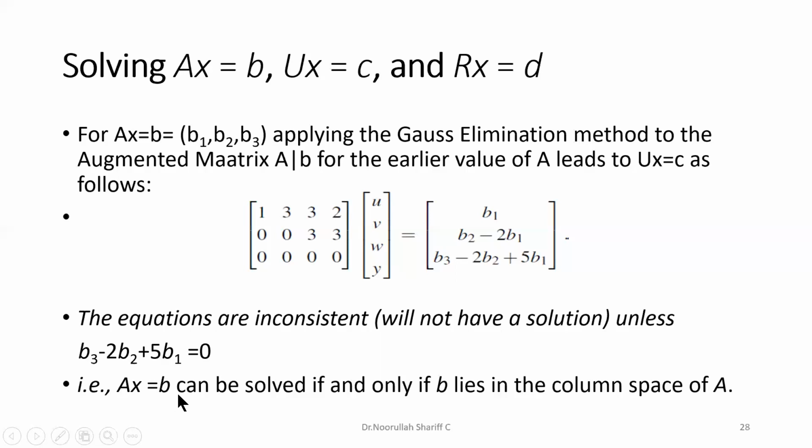That is, AX equal to B can be solved if and only if B lies in the column space of A. So we are back again to the definition of the column space of A. So a solution is possible only if the set of equations is consistent. That means B3 minus 2B2 plus 5B1, which gives us the values of B1, B2, B3, should be equal to 0.